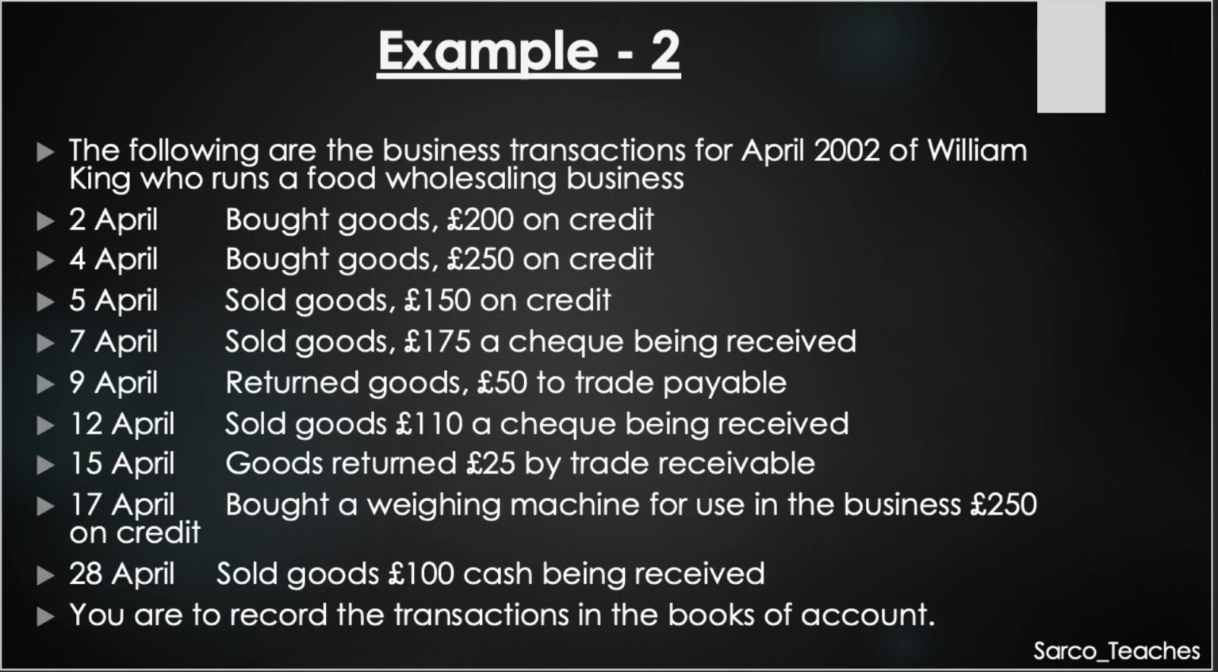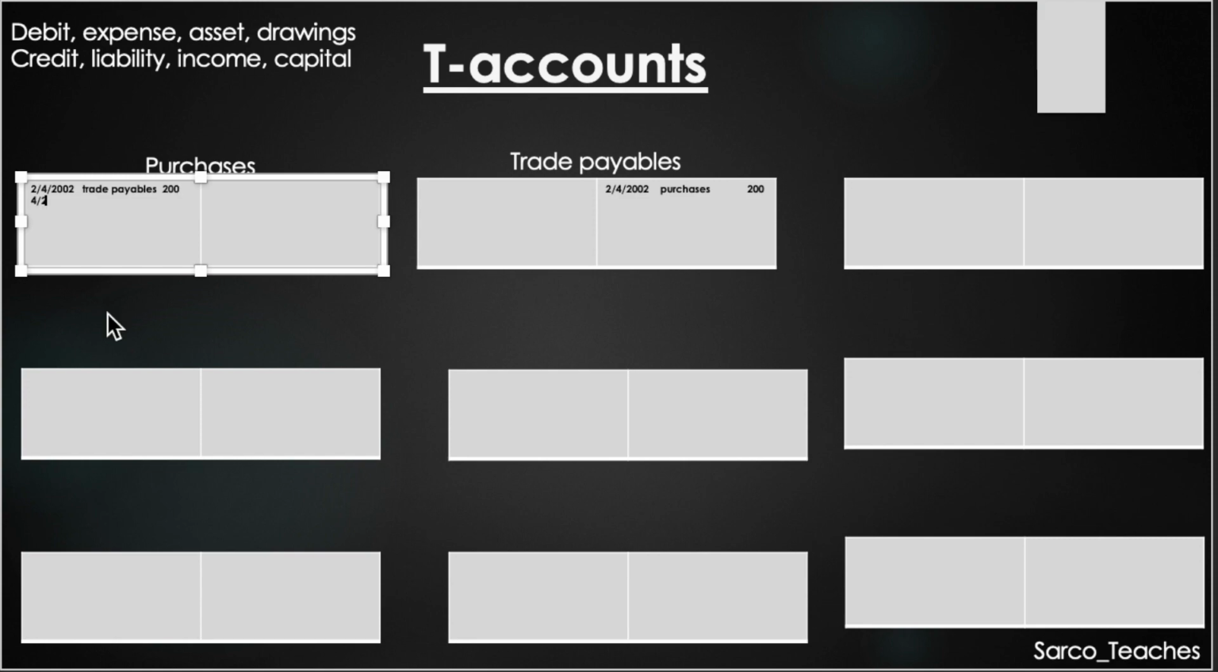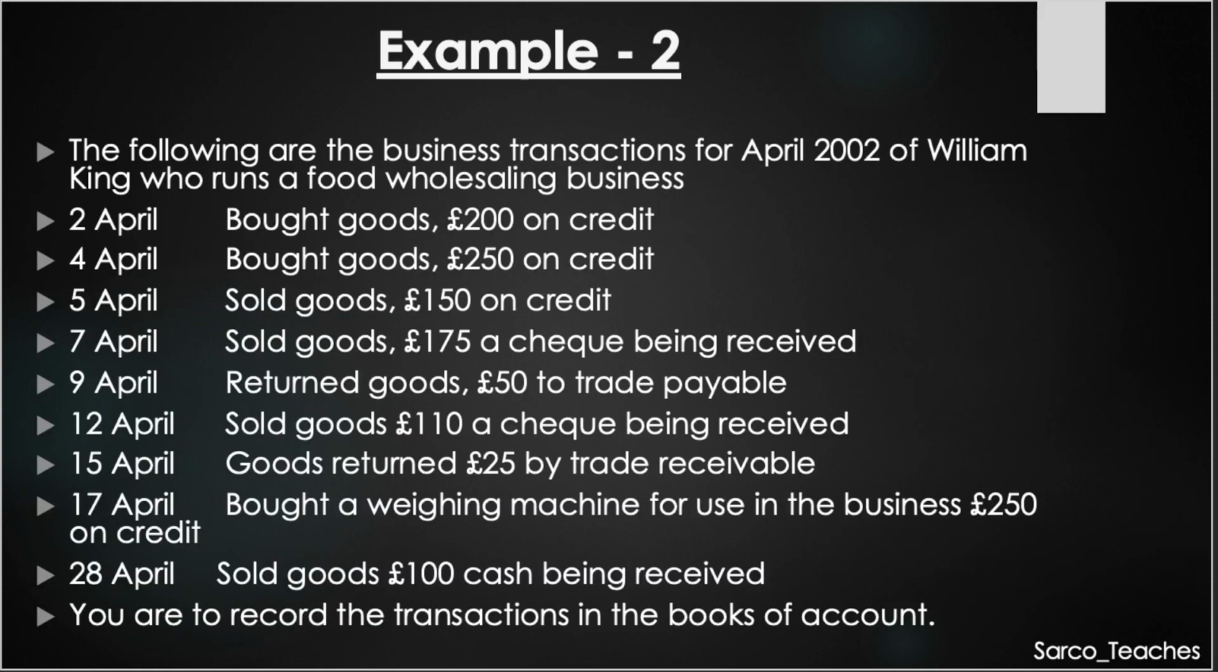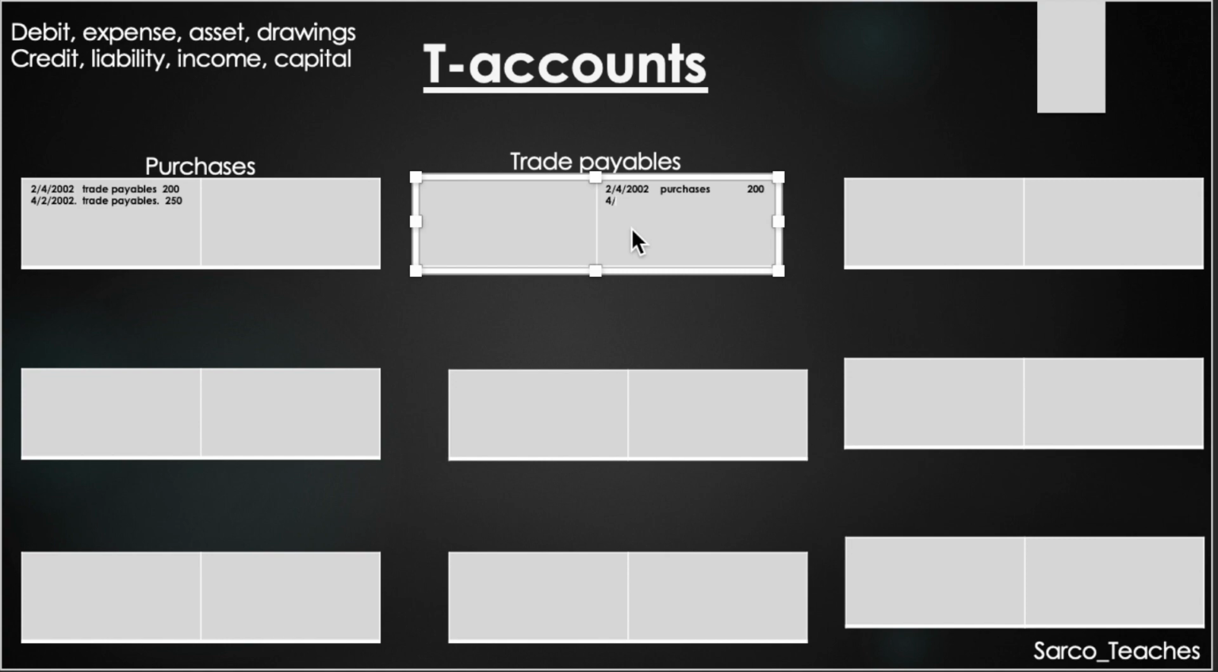The second adjustment is basically the same as the first one. The only difference is the date and the amount. So same again, we go into our purchases and our trade payables. We write the date, details and amount, and that's it.